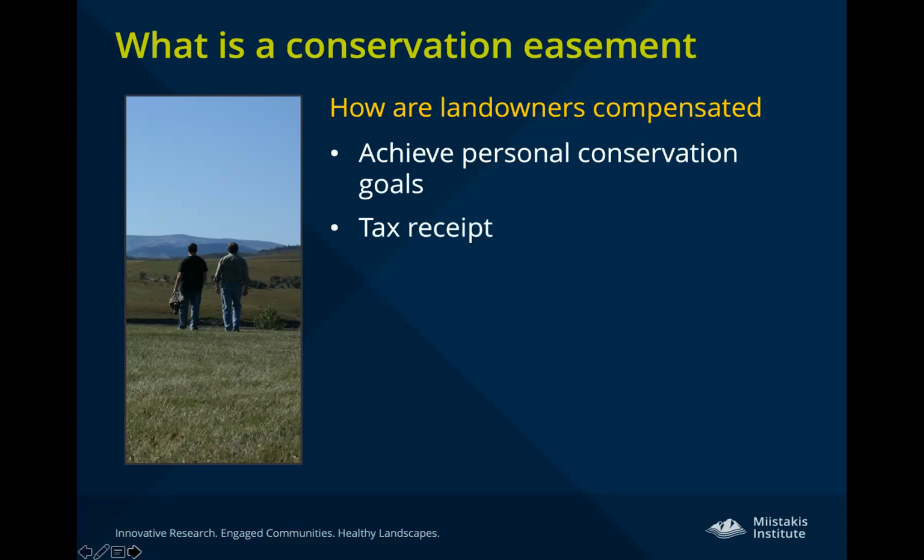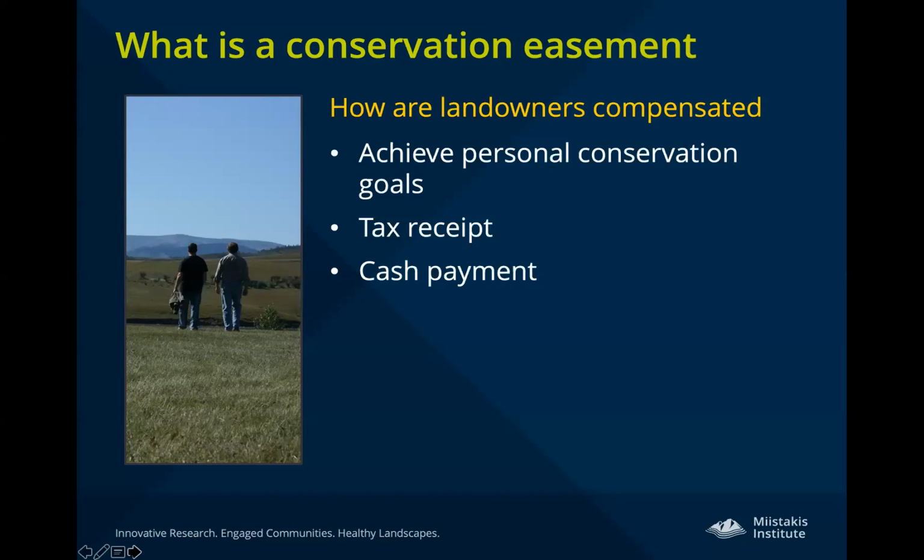Then the main financial mechanism for compensating a landowner is a tax receipt. So a tax receipt provided by the charitable organization or the municipality or provincial government, they can provide tax receipts. Those are provided for the value of the conservation easement. And I'll describe how that is calculated in just a second. In some cases, there can be a cash payment as well. It's fairly rare for a cash payment to be provided for the entire value of the conservation easement.